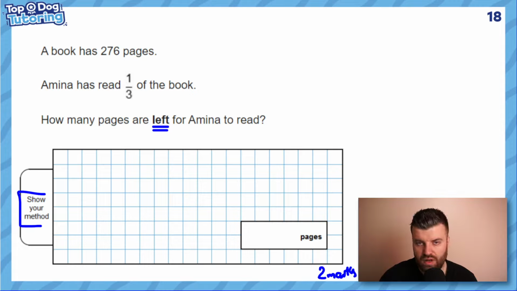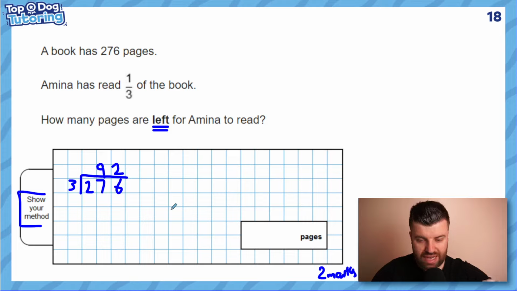Okay, so lots of children look at this. They go, cool, 1/3 of the book, those 276 pages, 1/3 of 276. Let's divide 276 by 3 using the bust-up method. 3's into 2 don't go. 3's into 27 are 9. 3's into 6 are 2. 92, Bob's your uncle. Put it down.